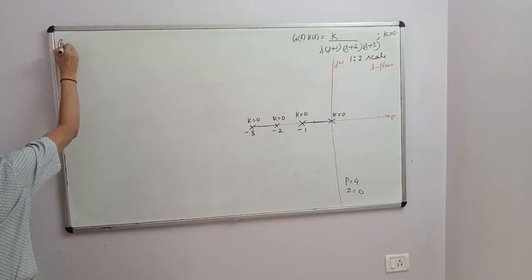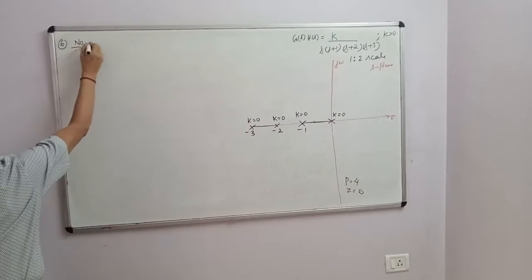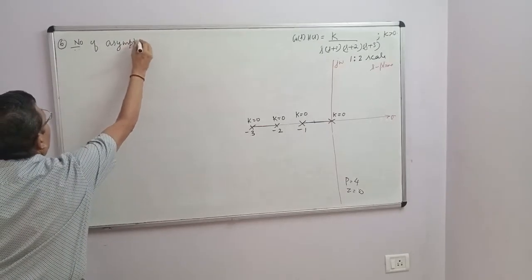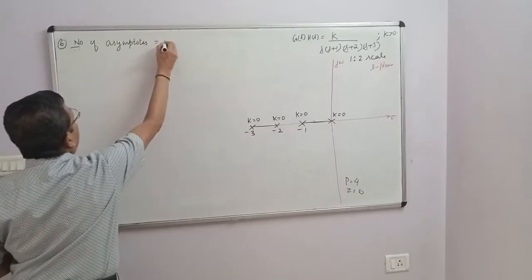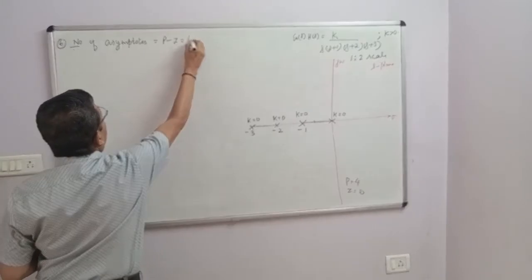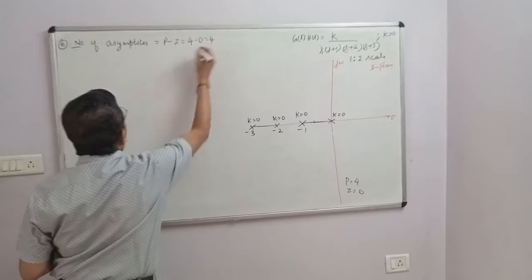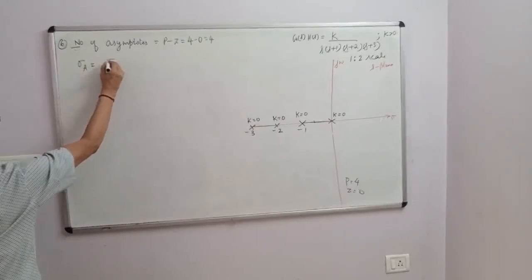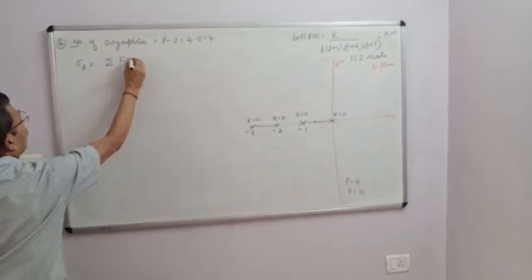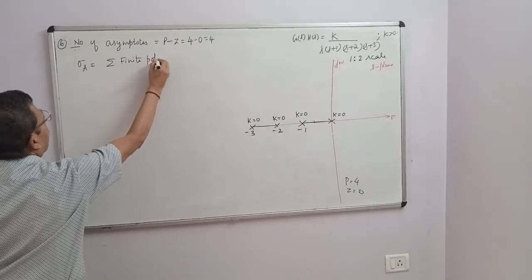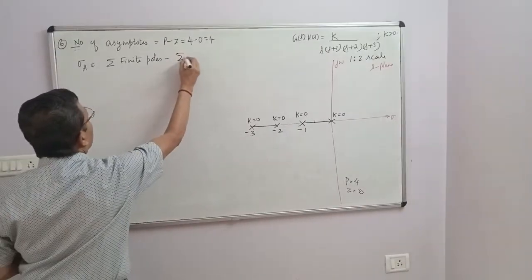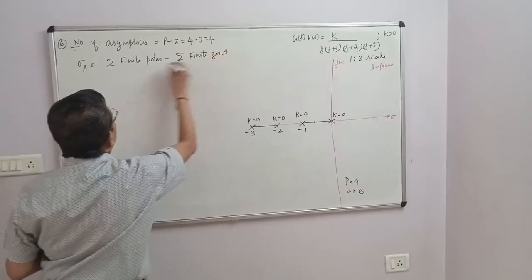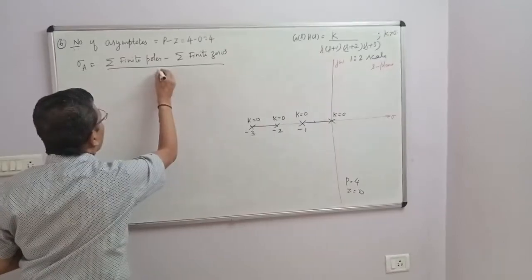Step number 6. Number of asymptotes is equal to p minus z. That is 4 minus 0, which is equal to 4. Centroid sigma a is equal to summation of finite poles minus summation of finite zeros divided by p minus z.